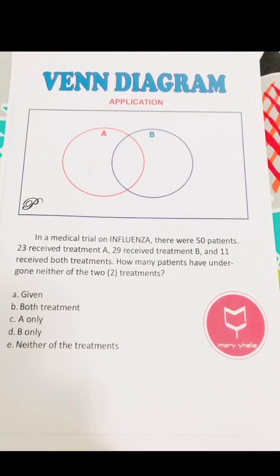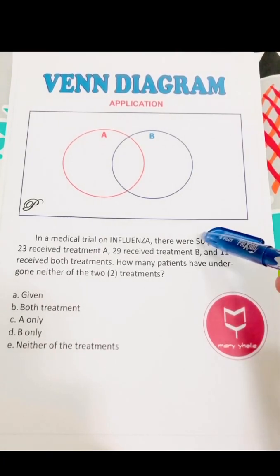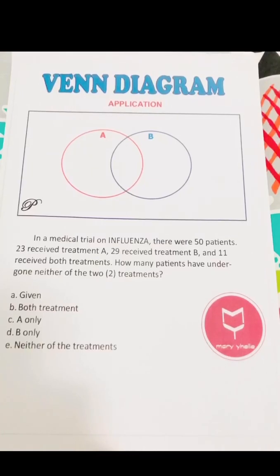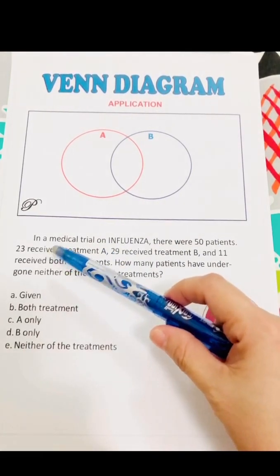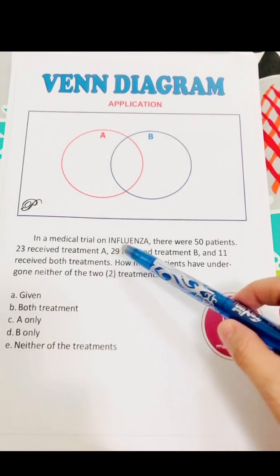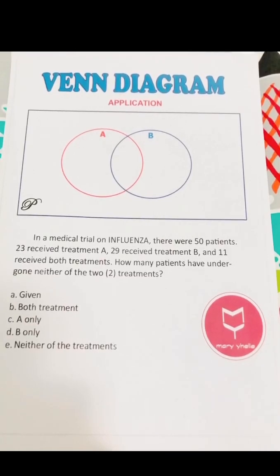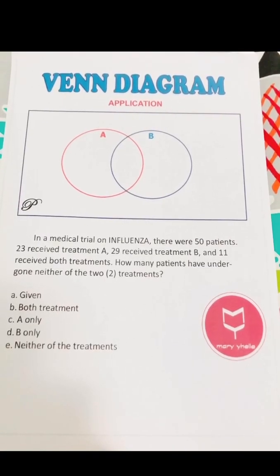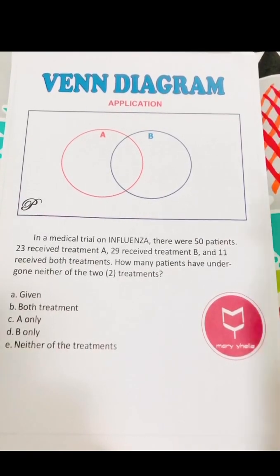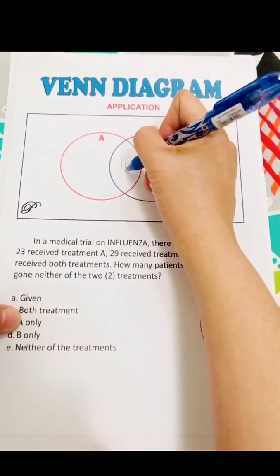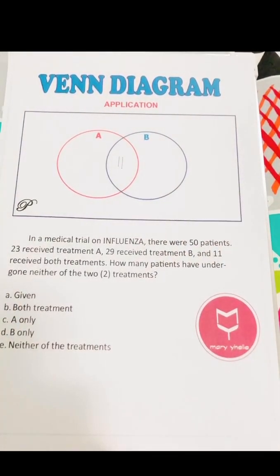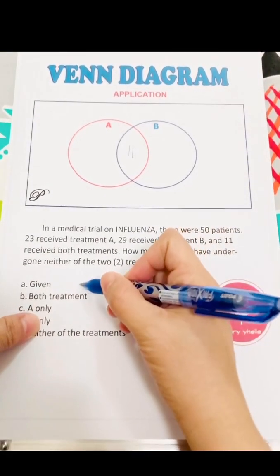First, we need to identify the given. First, we have here the 50 patients, and then 23 received treatment A, and then another 29 received treatment B. And 11 are the ones that received both treatments. For my suggestion, you look for the word both. That means these 11 who received the same treatments are present in A and in B. So we're going to put it here. So there, 11 received both treatments. That's for the second one.